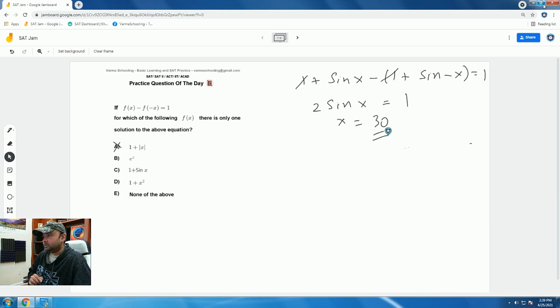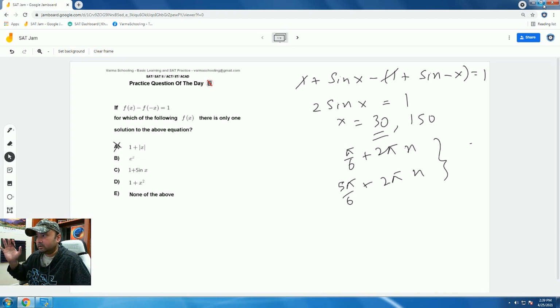Now that's our first solution, but we do know that sine x is periodic. It has a period, and these values repeat. Like it'll be 30, then it'll also be 150. So technically the solution is pi by 6 plus 2 pi n, or 5 pi by 6 plus 2 pi n. So those are your solutions for that. So obviously it's more than one solution, even though it's tricky. Right off the bat, we're looking at, hey, it is a solution, 30 degrees, it's the answer.